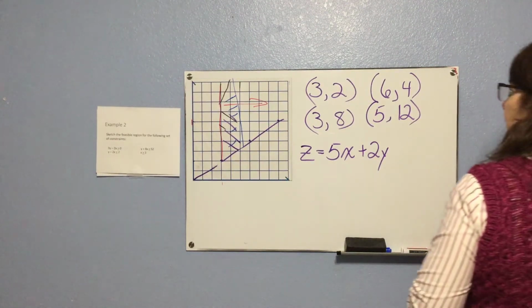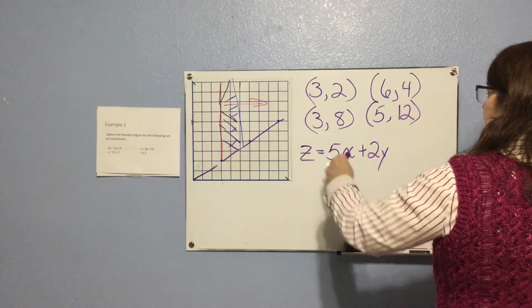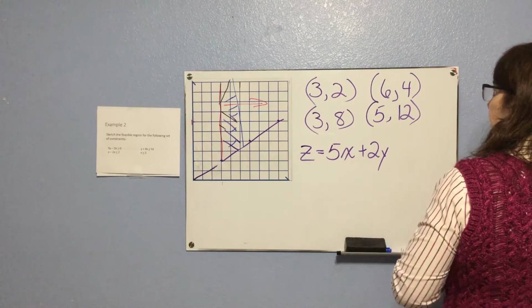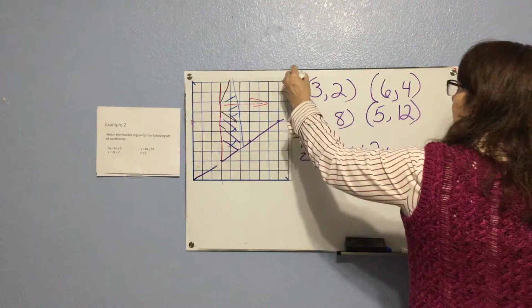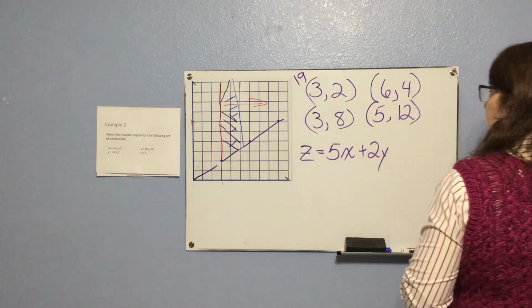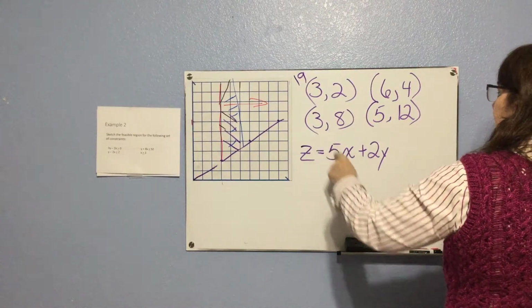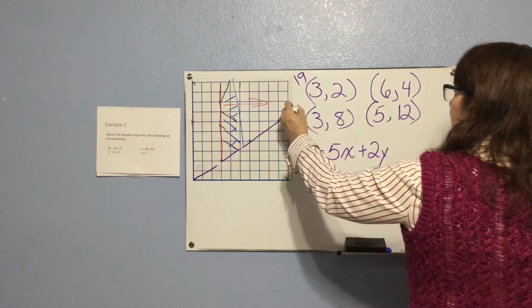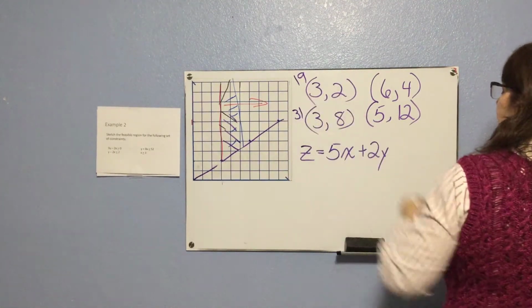Okay, let's try them out. 3, 2. Well, 3 times 5 is 15, plus 2 times 2 is 4 more. So for this one, we get a value of 19. Okay, for 3, 8, I'm going to have 15 again, but this is going to be 16, so this is going to be 31. So if I'm looking for a maximum, it won't be this one.